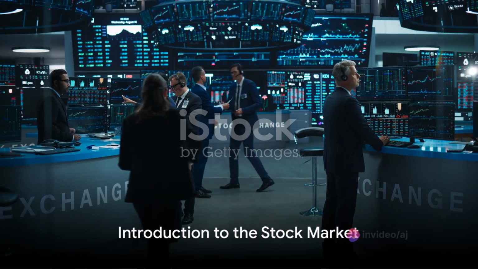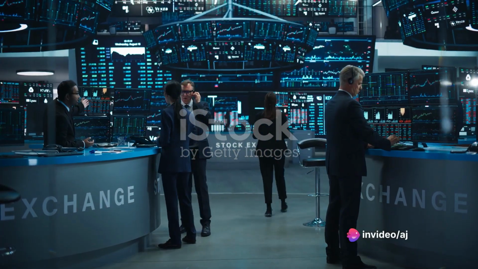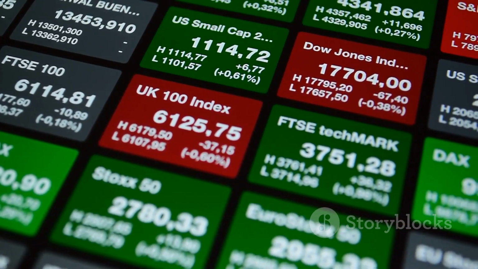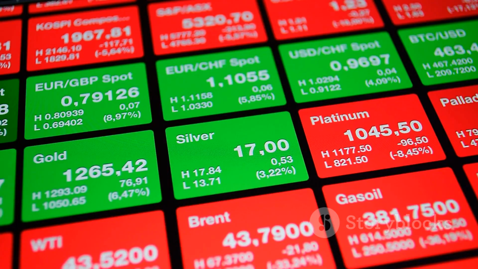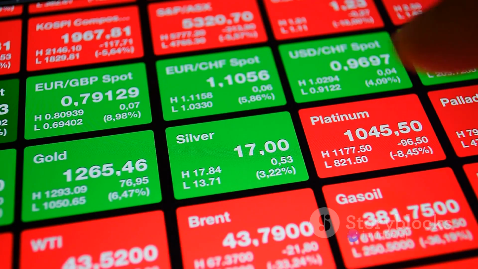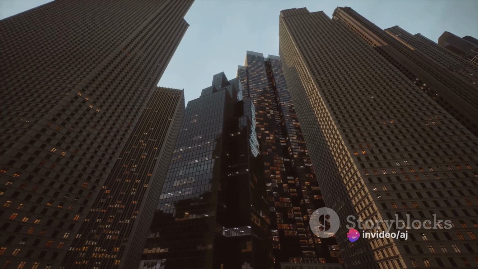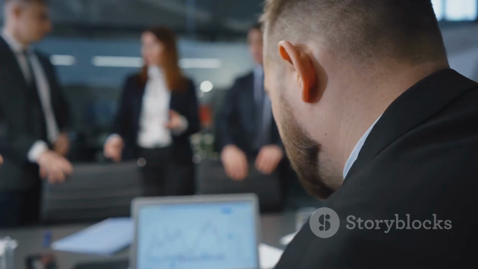The stock market is a platform where investors buy and sell shares of publicly traded companies. When a company decides to go public, it offers shares of its ownership to investors through an initial public offering, IPO. These shares are then traded on stock exchanges like the New York Stock Exchange, NYSE, or the NASDAQ. Stock prices fluctuate based on supply and demand, economic factors, company performance, and investor sentiment.